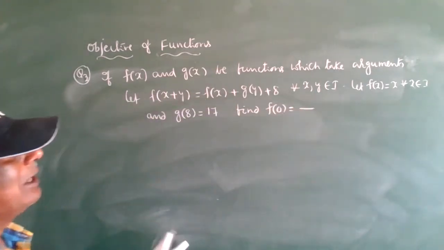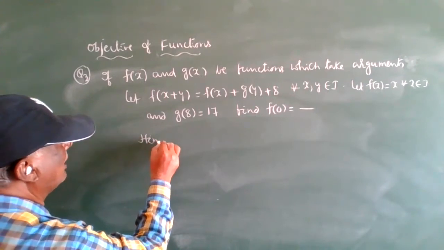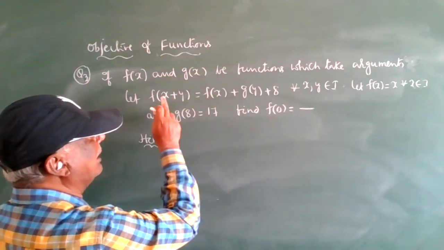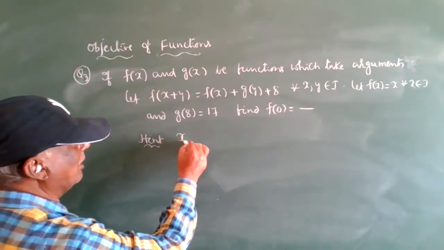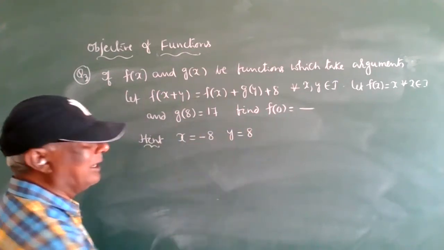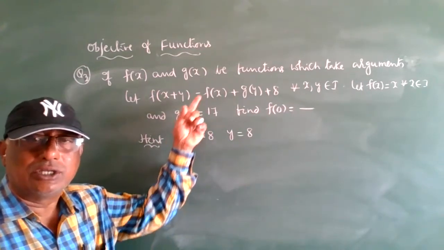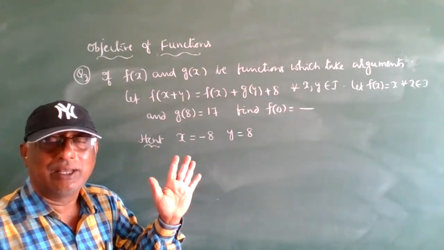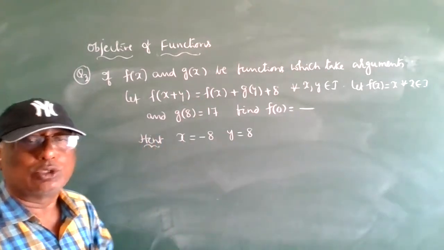Here we go through one direct procedure. To find the f of 0 value, we need to take x, y as opposite values. X is equal to minus 8, y is equal to plus 8. Sir, why not y is equal to minus 8? The g of y value is given, g of 8 value is given. That's why we don't take y as negative; y is positive and only x should be taken as negative.